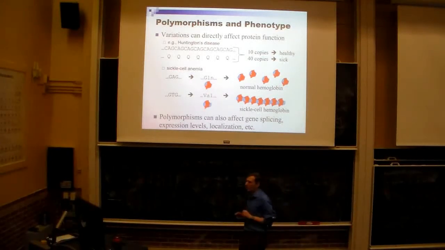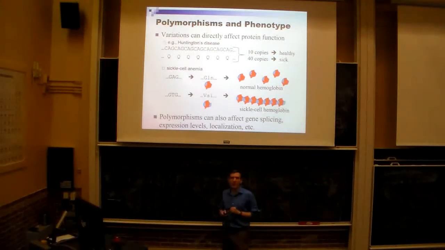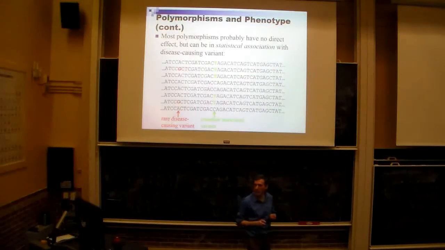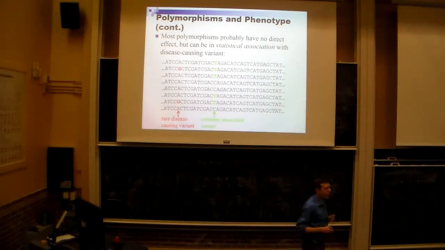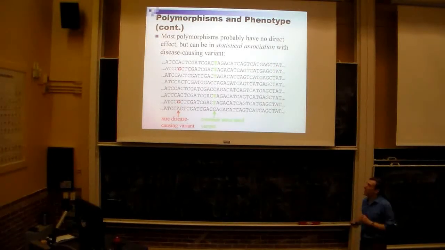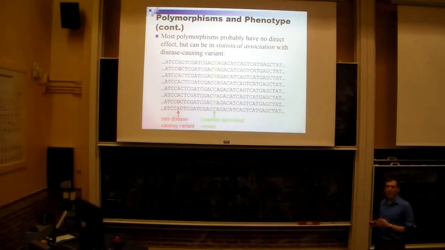Lots of other things can occur. So there are many ways polymorphisms can affect phenotype. For the most part, though, when we look at these polymorphisms, we're not looking specifically for the polymorphisms that affect phenotype.